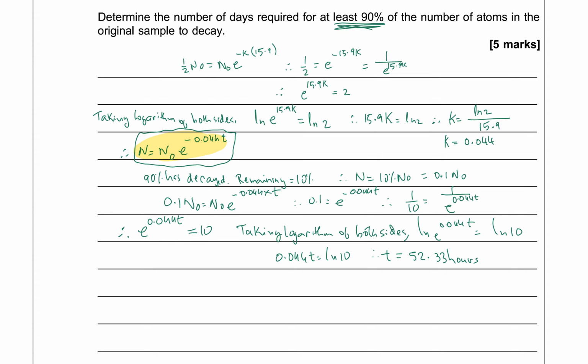If I divide it by 24, that gives me 2.2 days. So that's the answer. t is equal to 2.2 days. So this is my answer for the first part.